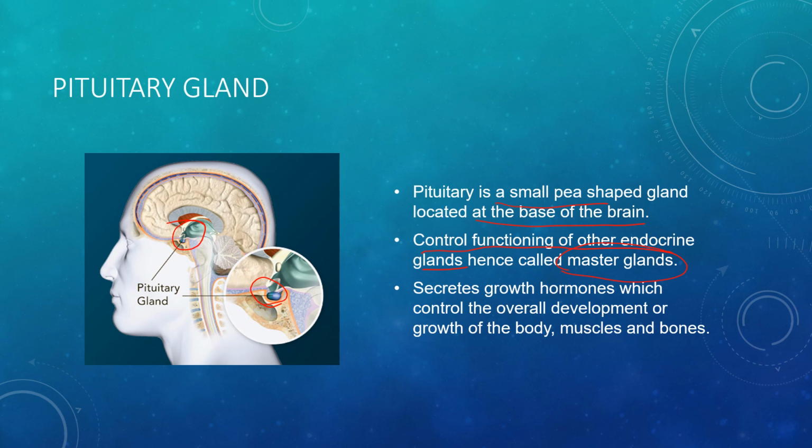Now what are the main hormones it is secreting? It is secreting growth hormones which control the overall development and growth of the body, muscles and bones. It is coordinating and controlling the other glands also, as well as secreting the growth hormone, and it helps in the overall growth of the body, muscles and bones.